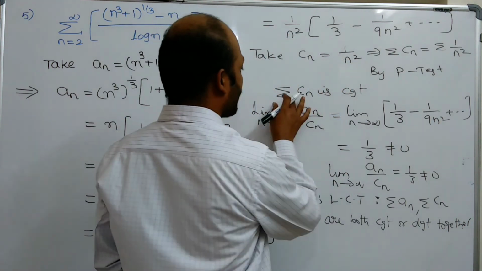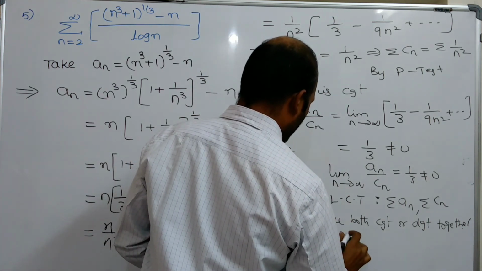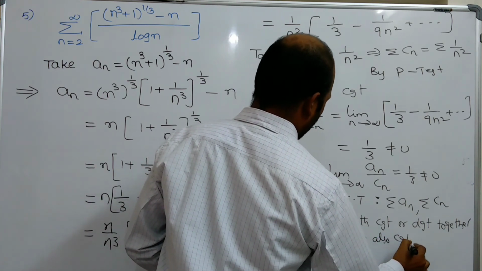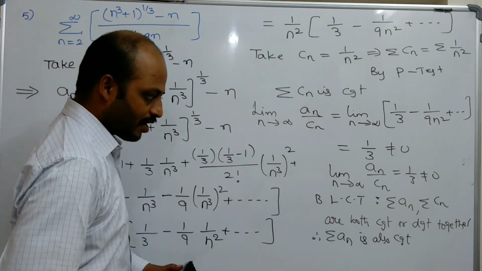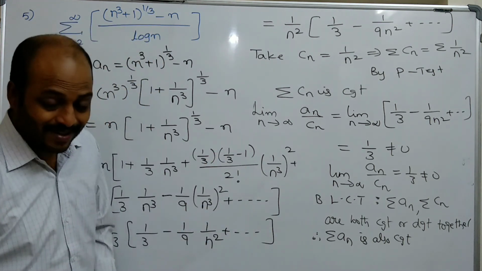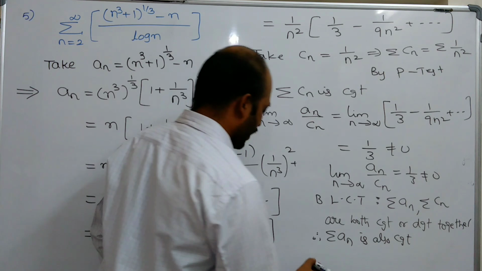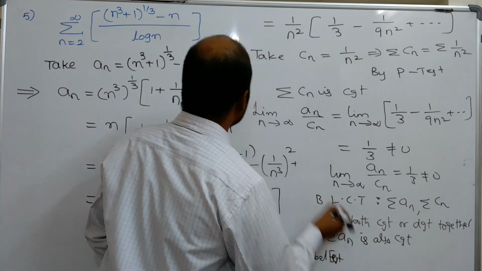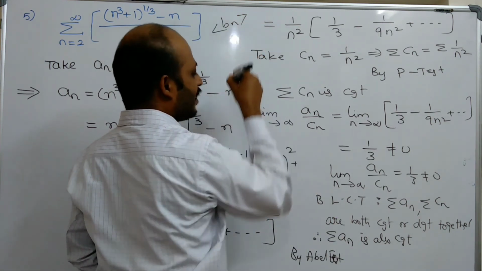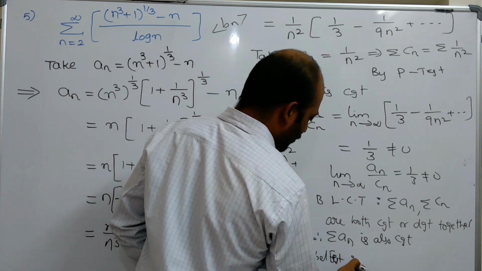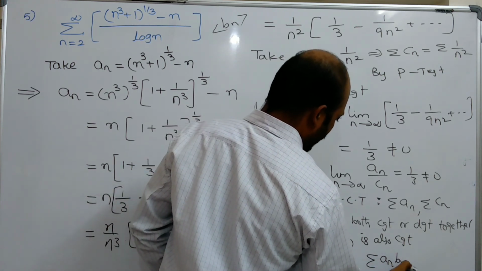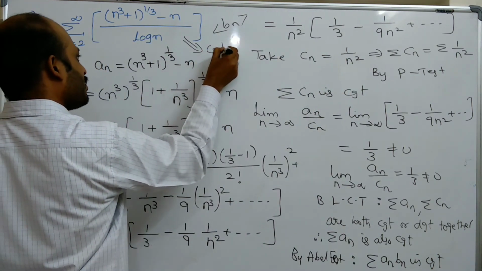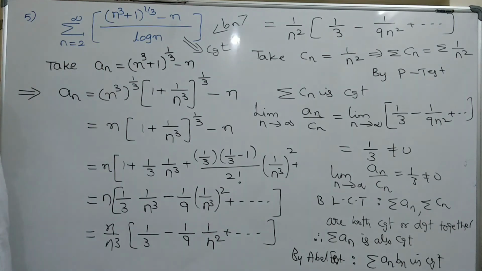But you observe that summation Cn is convergent. Therefore, summation an is also convergent. So we prove that summation an is convergent. Already we showed that Bn is a sequence which is monotonic and bounded, a decreasing sequence which is bounded below. So by applying Abel test, summation an Bn is convergent. It means the given series is a convergent series by applying the Abel test.